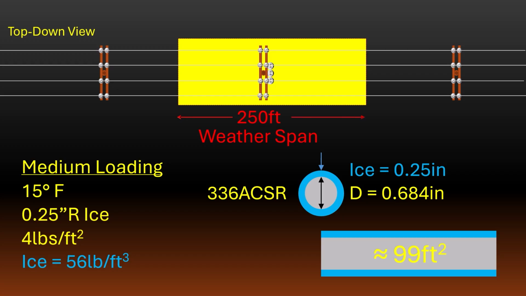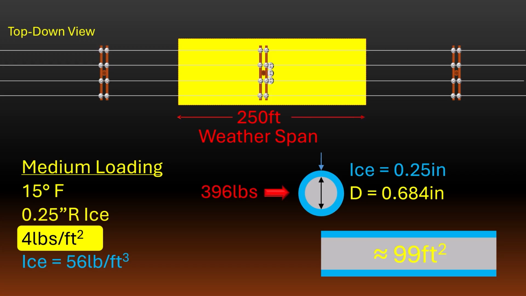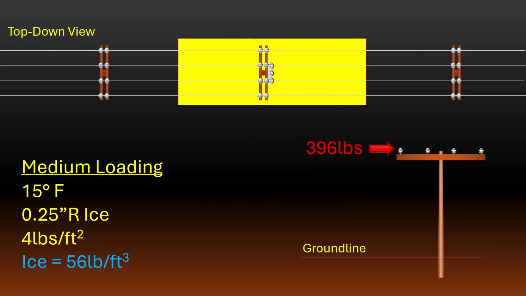After we apply the 4 pounds per square foot of wind pressure, we end up with a total wind force on the conductors of 396 pounds. Since that wind force on the conductors is being applied at a point on the pole that's 43 feet above the ground line, it creates a bending moment on the pole of just over 17,000 foot-pounds.